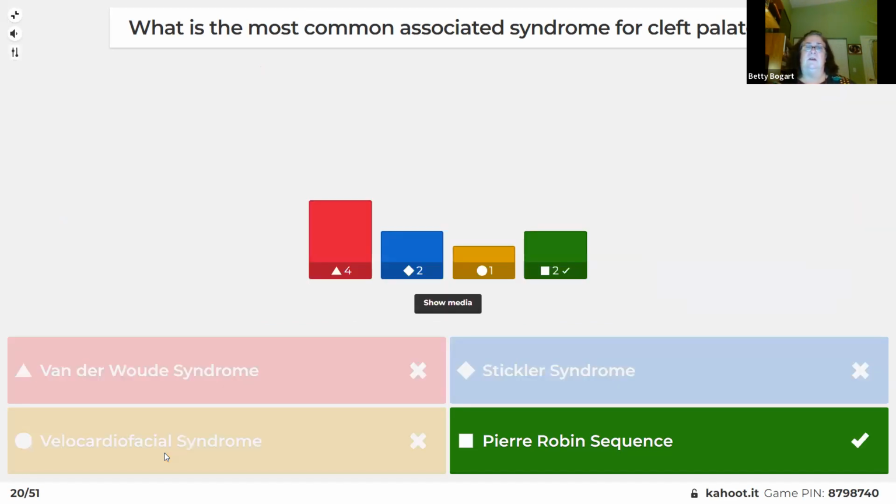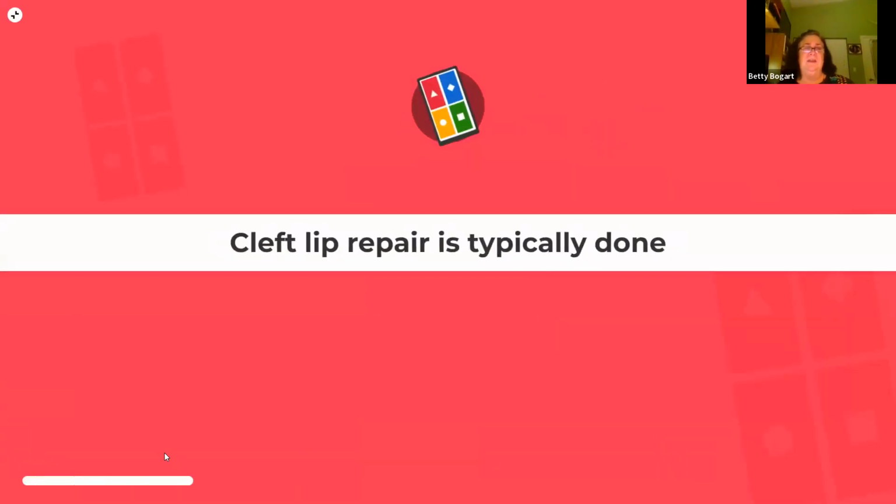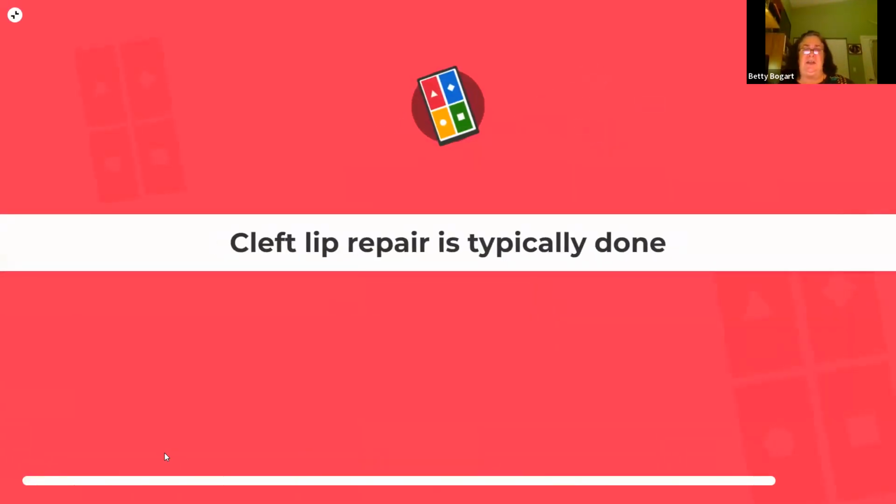And that is your good old Pierre Robin syndrome: tiny mouth, problems with swallowing, and it goes into cleft lips, cleft palates, also goes into hypospadias. It's all different things that you look up, Pierre Robin, those are all the symptoms. Cleft lip repair is usually done when?